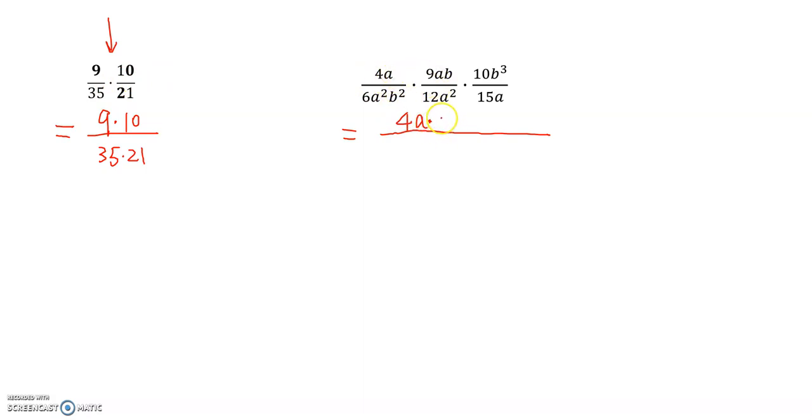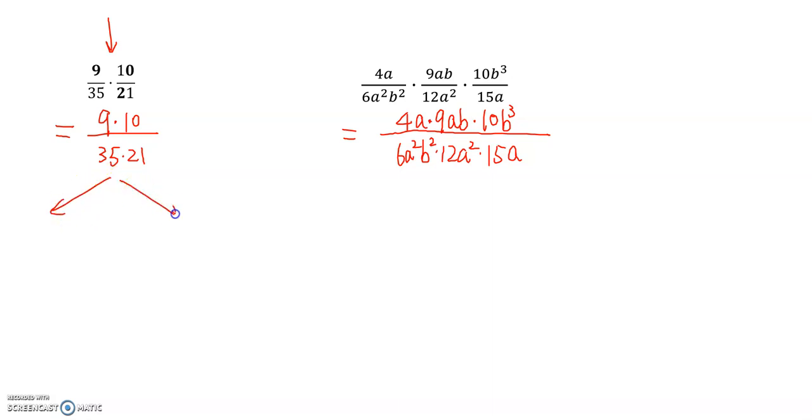So we have 4a times 9ab times 10b cubed. In this case, we're multiplying 3 rational expressions. And on the bottom, we have 6a squared b squared times 12a squared times 15a. In the next step, we want to cancel the common factors. There are 2 possible ways we discussed before.